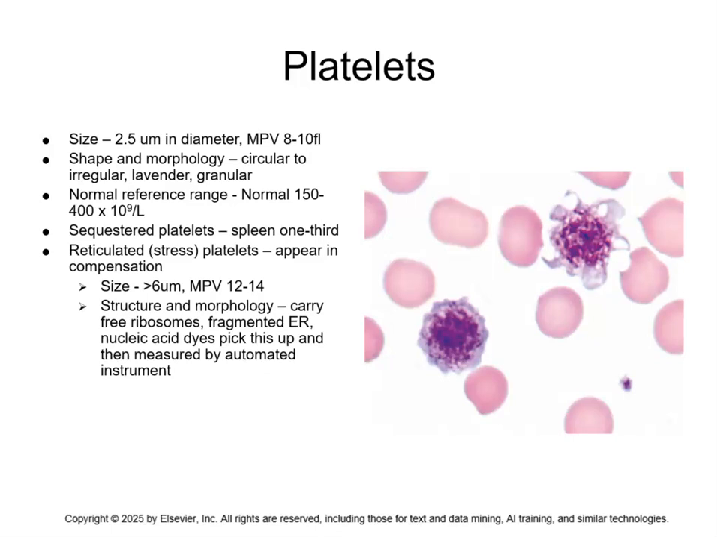So the ones on the right are actually what's called stress platelets. They're actually called reticulated platelets because they are bigger and fluffier and have more granules inside of them. So they are actually carrying chunks of cytoplasm, because remember, they're not a true cell. So they actually have ribosomes. They do have some endoplasmic reticulum inside of them. We do have instruments, not around here, but reference labs, huge labs, they can actually measure the reticulum, the stuff inside of the platelets, which gives us a better idea.